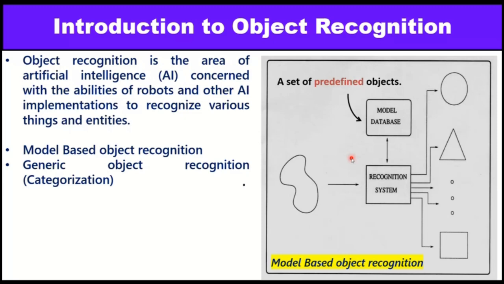Now, strictly speaking, there are two types of recognition strategies. One is model based object recognition. Whenever we know all objects very clearly, and the objects can be defined perfectly, in such cases we use model based object recognition. If our object database is large, if we have various types of objects, various categories, various classes of objects, then we use the generic object recognition process.